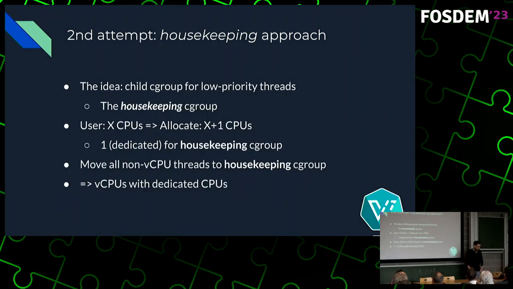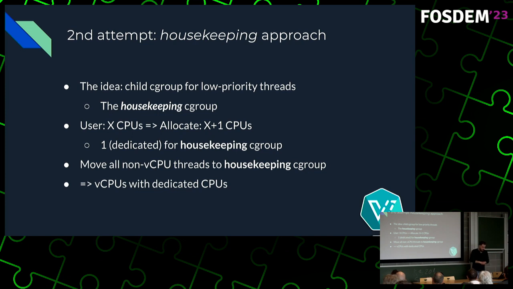Now the second approach is called the housekeeping Cgroup. The idea is that we will make a child Cgroup for all of the low priority threads or processes. So how would it work? Let's say that the user asks for X CPUs. We would actually allocate X plus 1 dedicated CPUs, and one dedicated CPU will serve all of the housekeeping tasks. And when I say housekeeping tasks, I basically mean everything but the vCPUs themselves.